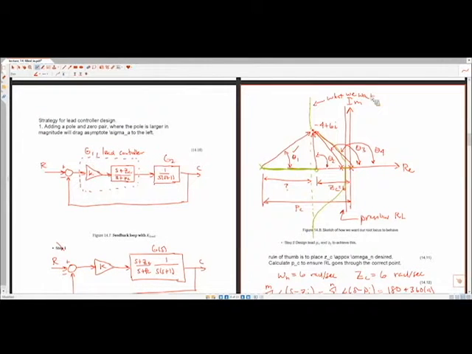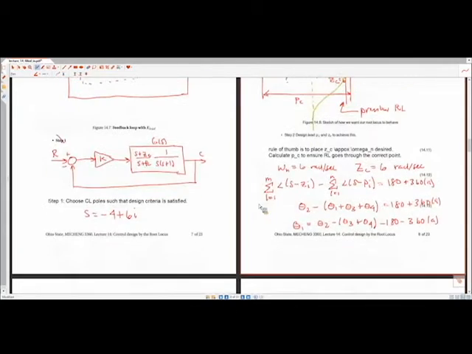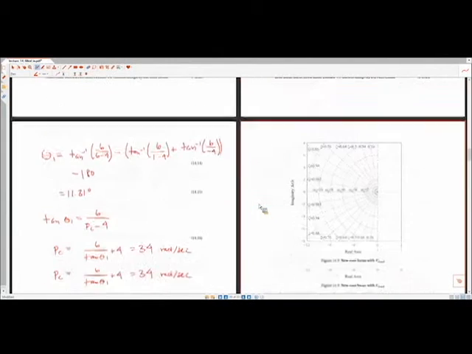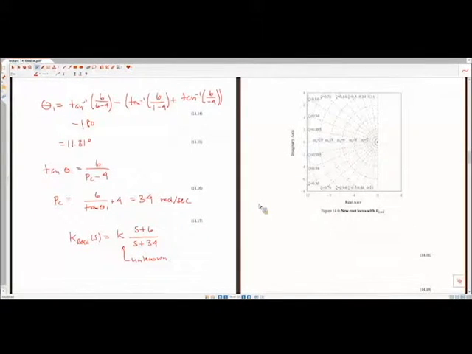We had a rule of thumb for the zero, and then via the angle law for the root locus, we could calculate what the pole location should be to make sure that the root locus goes through some point of interest, and this is -4 plus 6i because that was in our design region. During Wednesday's class we calculated where this pole should be, and the result is that the pole should be at 34 radians per second.